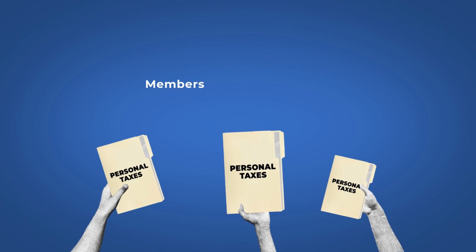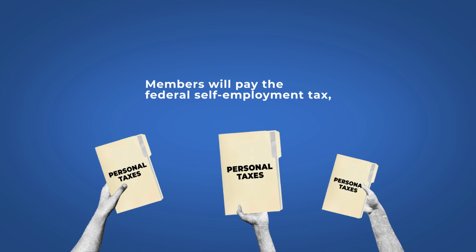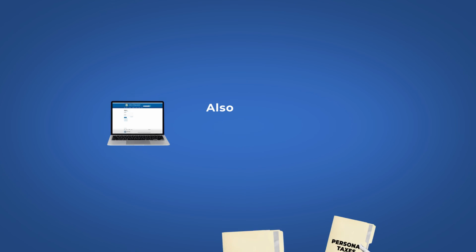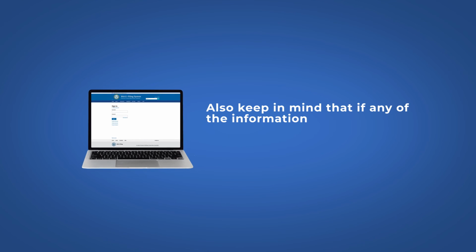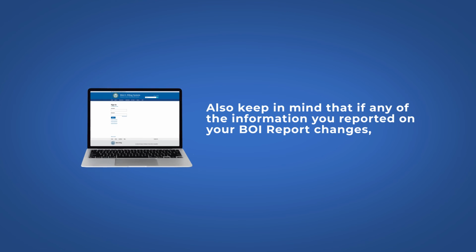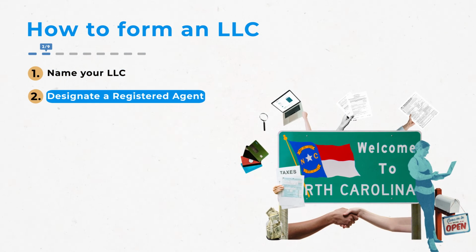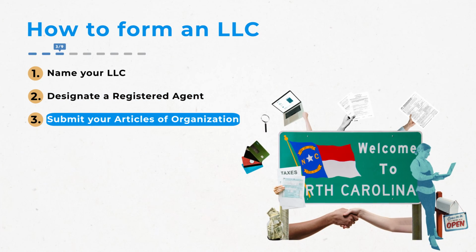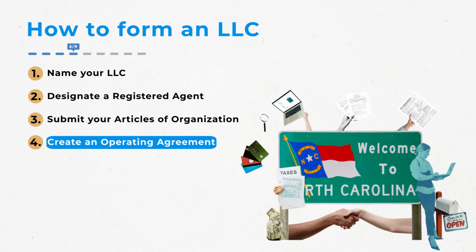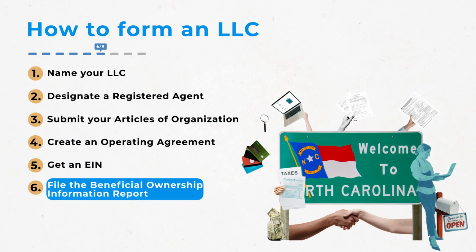In this case, members will pay the federal self-employment tax, which is 15.3%. Also, keep in mind that if any of the information you reported on your BOI report changes, you have 30 days to report the changes. So, that's the process for getting your North Carolina LLC up and running. Name your business, designate your registered agent, file your articles of organization, draw up an operating agreement, obtain an EIN, and file your BOI report.